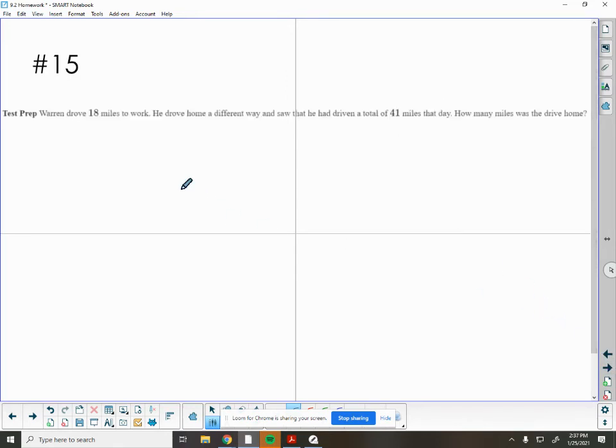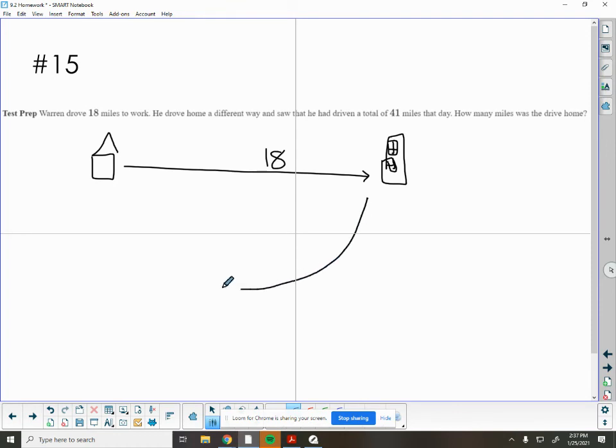Number 15 tells us that Warren drove 18 miles to work. So we're going to start here. He's at his home and he drives in his car to work, right? This is a really nice building I'm drawing here. And he went 18 miles. And then he drove home a different way and saw that by the time he was done, he had a total of 41. So he went 18 and he went this different way and it equaled 41.